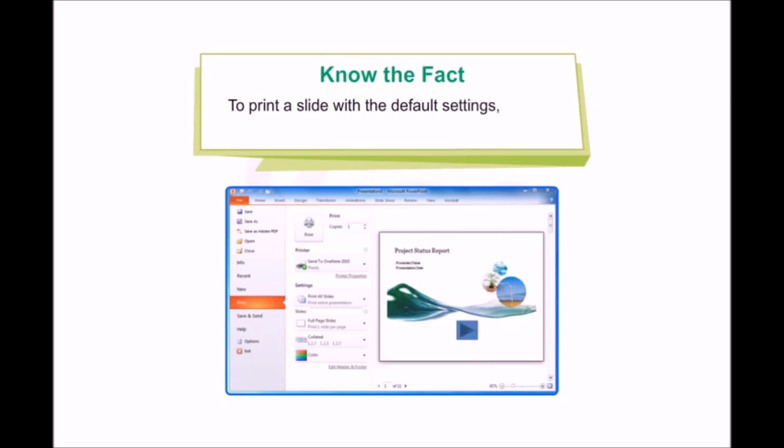Time for a fact file. To print a slide with the default settings, click on the Print option in the File tab menu.